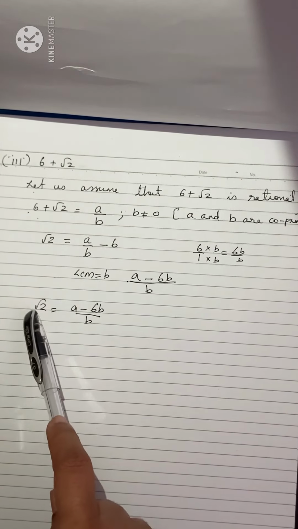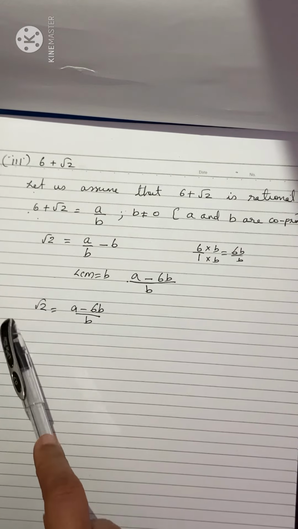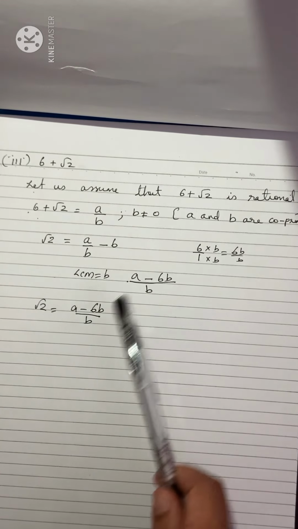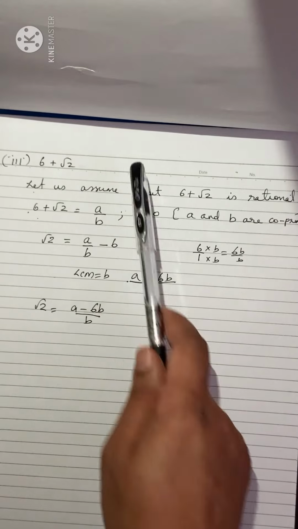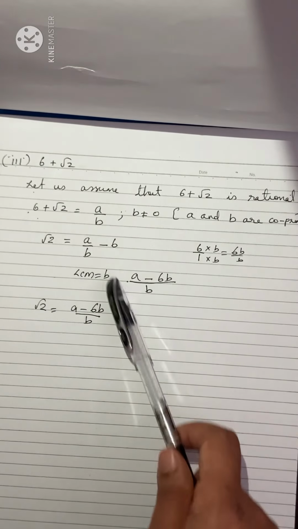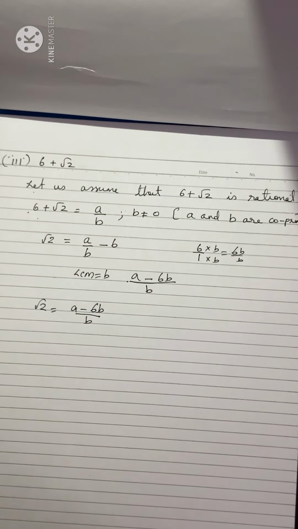But we know that root 2 is irrational. This happens because our assumption was wrong. Therefore, 6 plus root 2 is irrational. Same as the above questions.